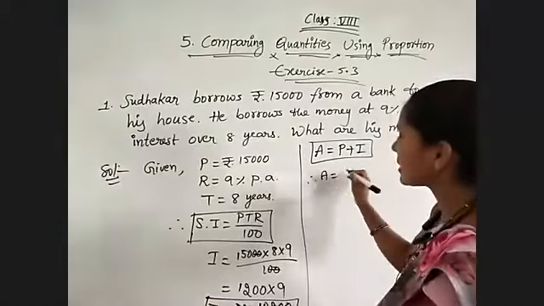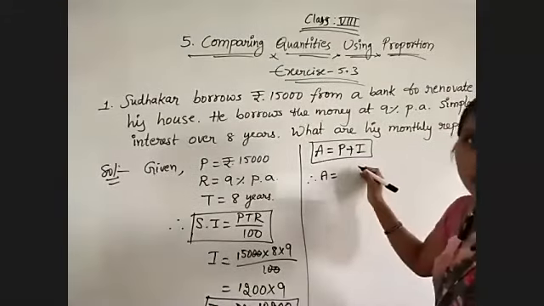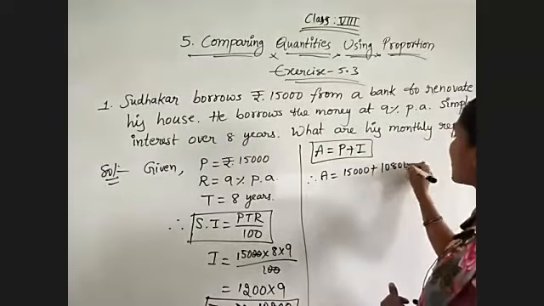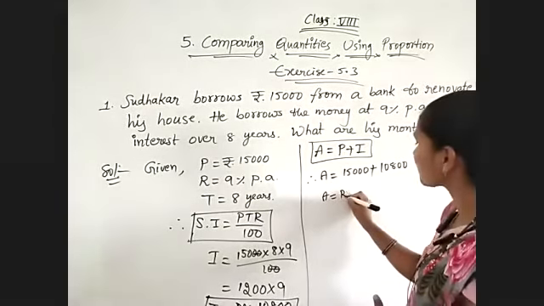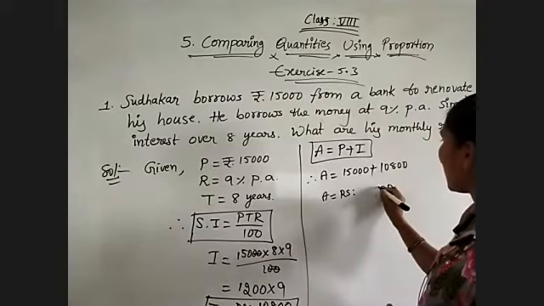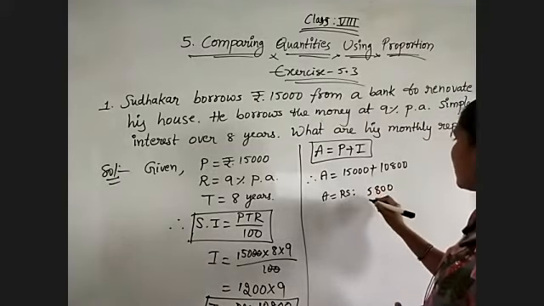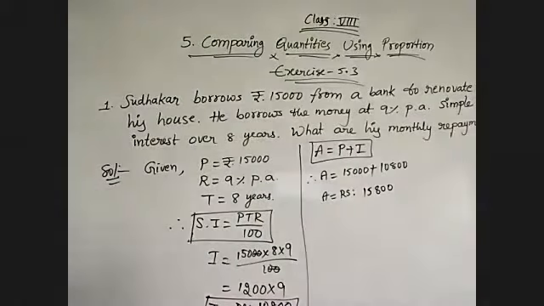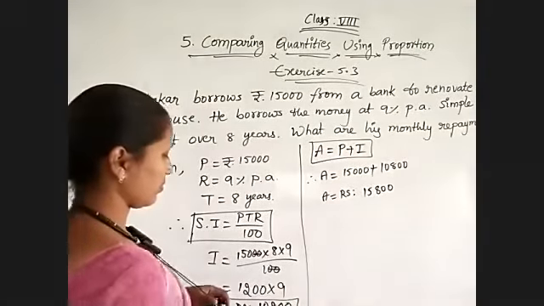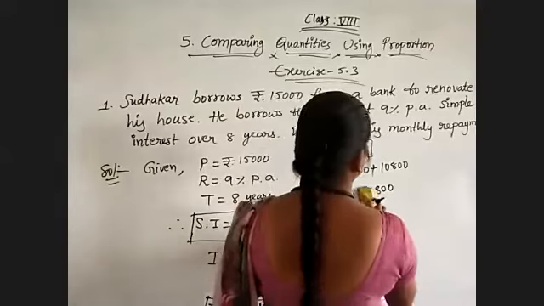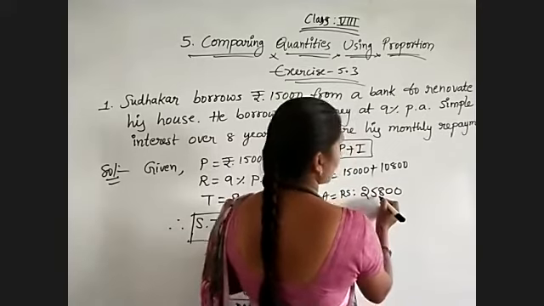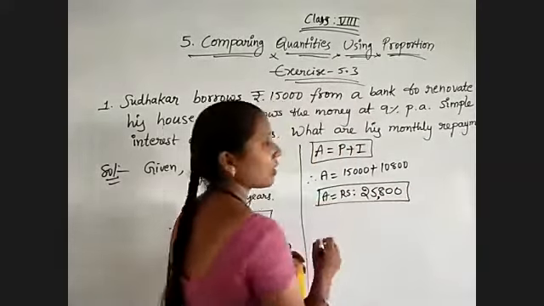Therefore, for 8 years, he needs to pay principal 15,000 rupees and interest 10,800 rupees, which will be equal to 25,800. He needs to pay this amount overall in 8 years.